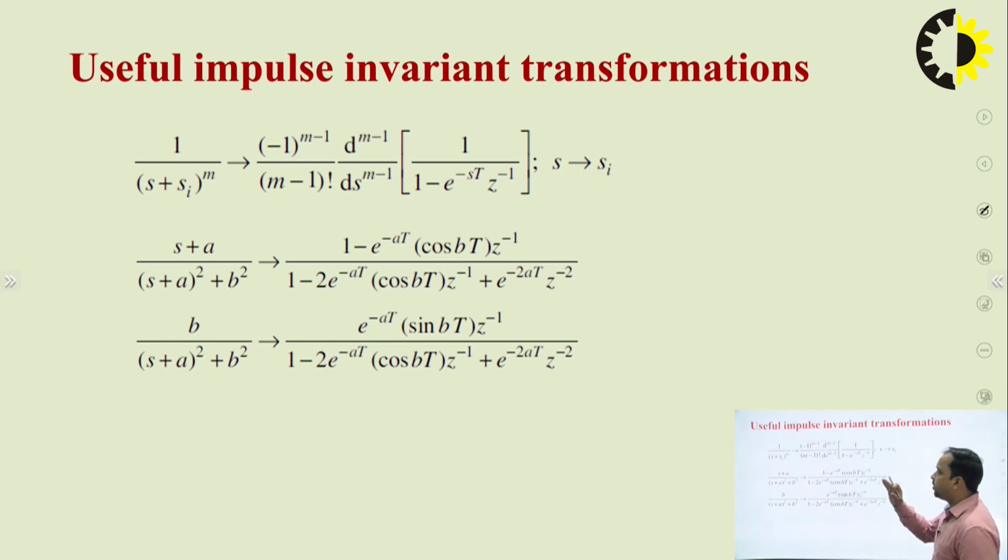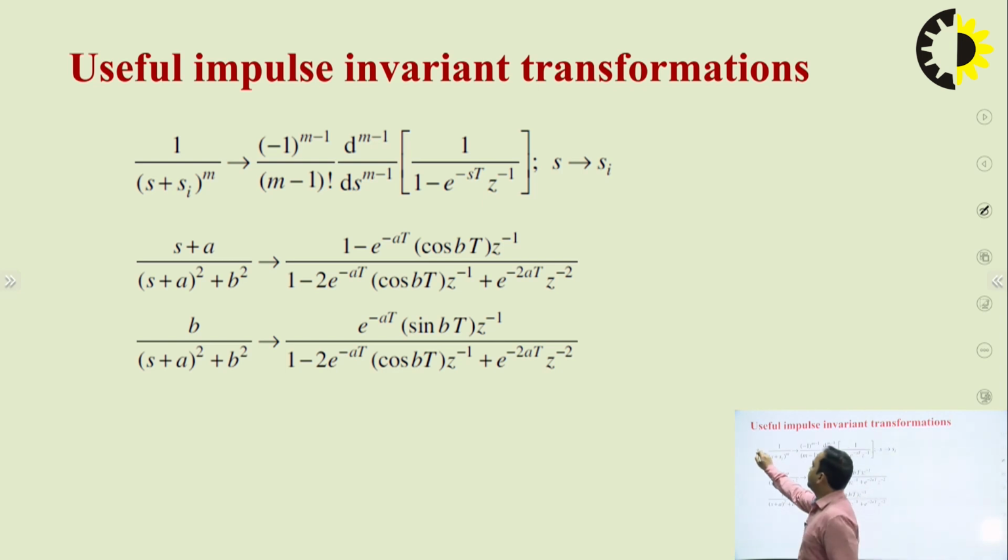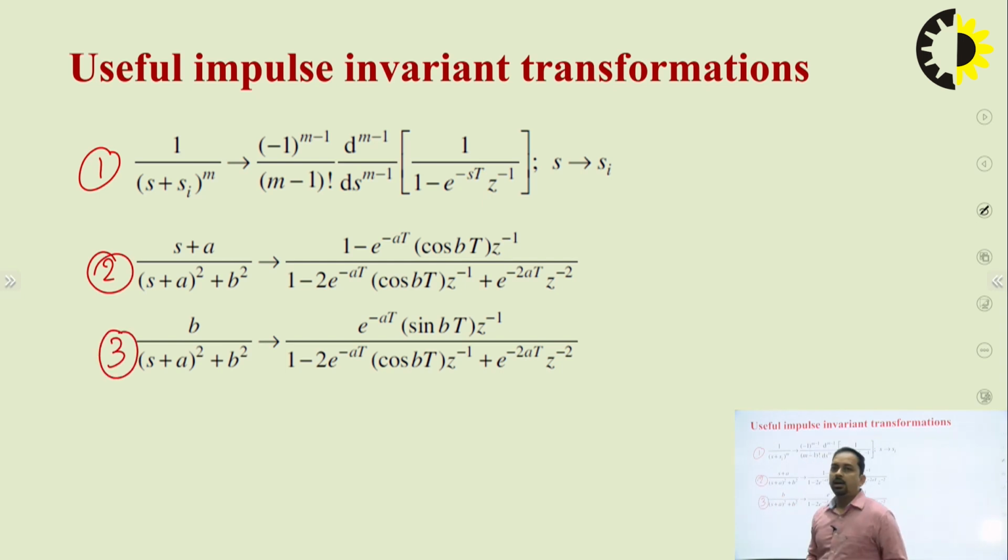So we have a summary over here in 3 different ways of transforming an analog filter into the corresponding digital filter. These are the identities, and we can prove these 3 identities by our basic method. The method says that if we have H(s), just take the inverse Laplace transform and try to obtain h(t).